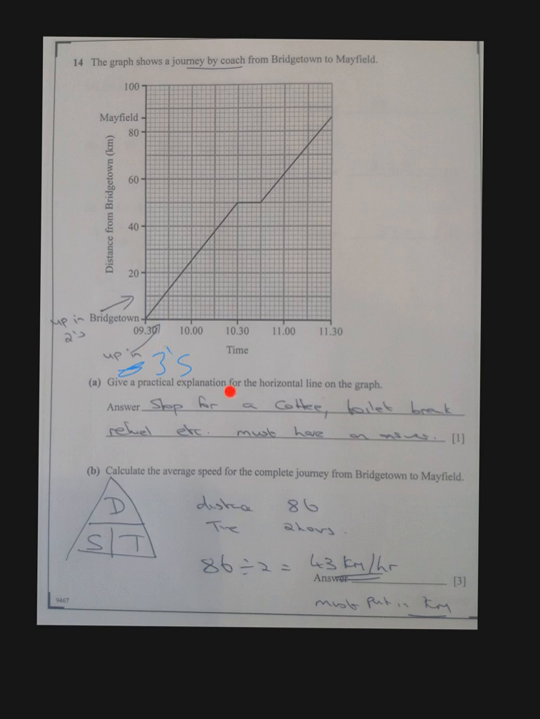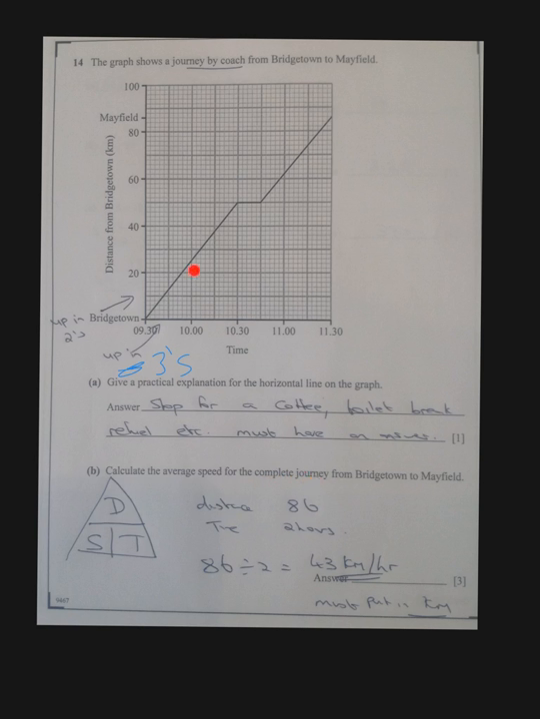So give a practical explanation for this horizontal line. So, for example, we're going on a coach journey. So you could stop for a coffee. Could have been a toilet break. The driver could be putting some diesel in. You must have an answer. You cannot just say they've stopped. That won't be acceptable. You have to give a practical explanation. So stop for something to eat, stop for a coffee break, toilet break, whatever. Don't just say stopped.